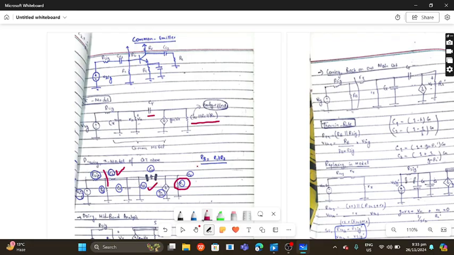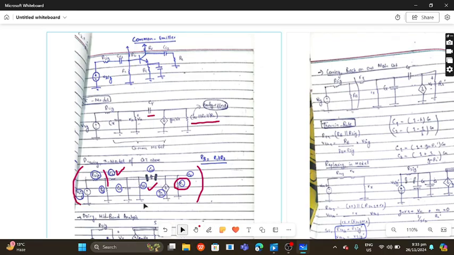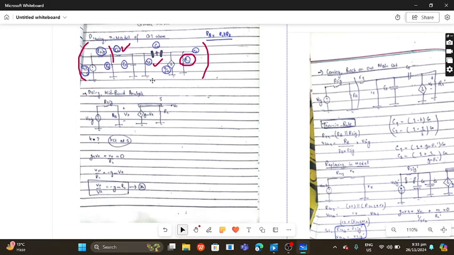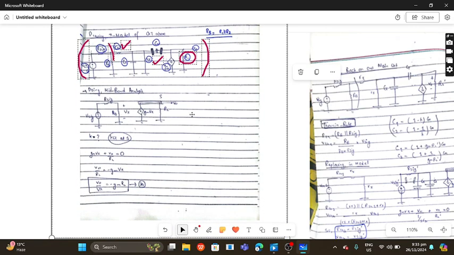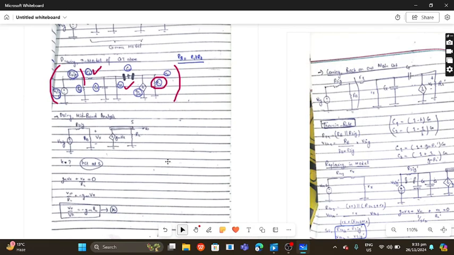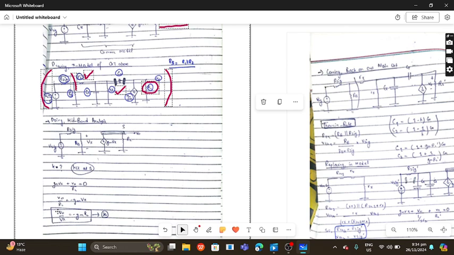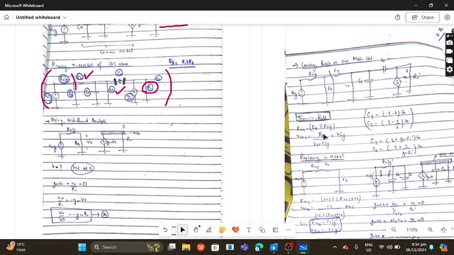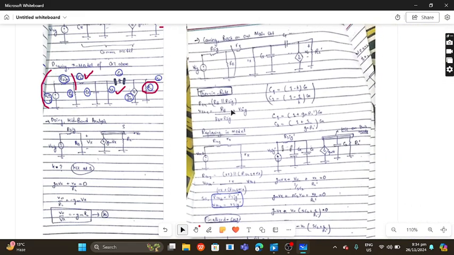So common emitter is a little bit complicated. You will use Thevenin techniques here to battle out them. Midband analysis is easy. Just remove capacitors, apply KCL here, and you get the relation of K. In MOSFET it was V naught by VGS. Here it is just V naught by V pi.